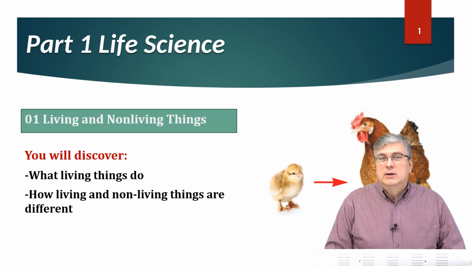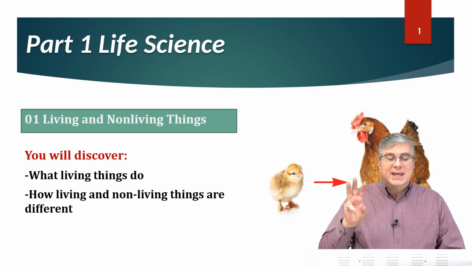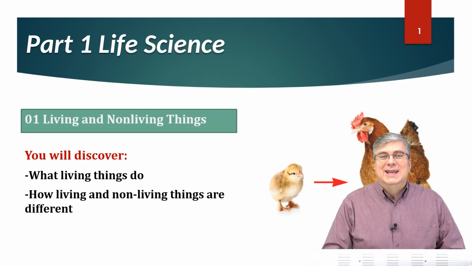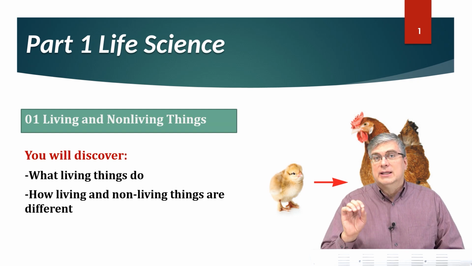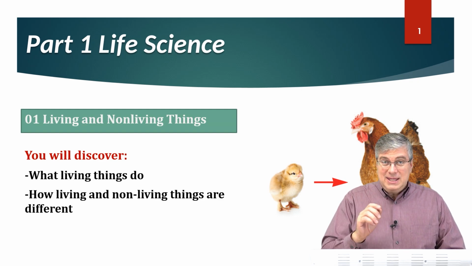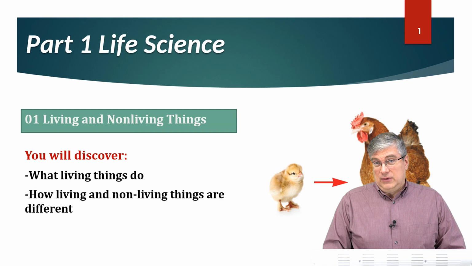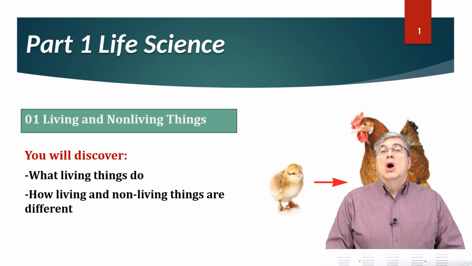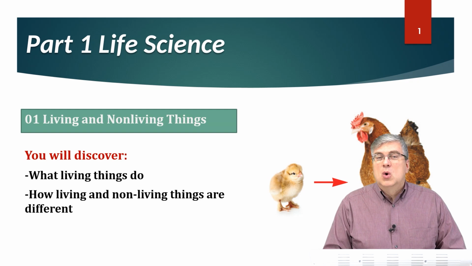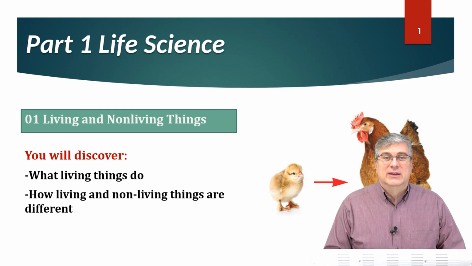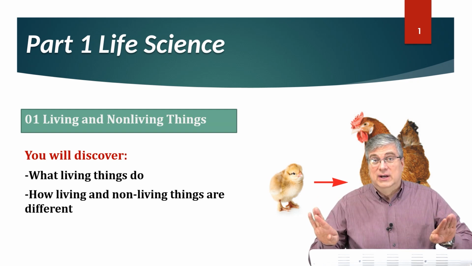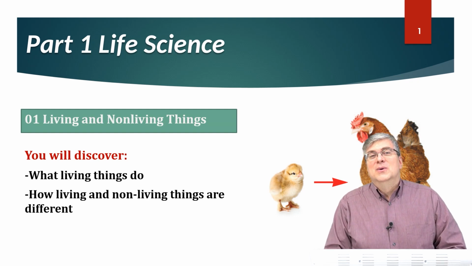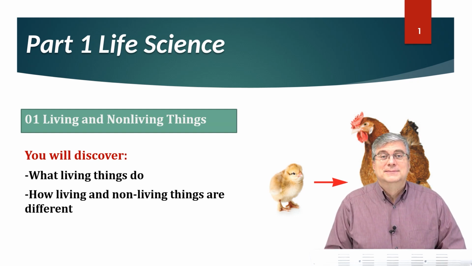Today we're taking a look at Science Book 3, Unit 1. And the topic for Unit 1 is living and non-living things. In this unit, you will discover what living things do. And you will also discover how living and non-living things are different. Interesting unit. So let's get started with a list of the vocabulary.